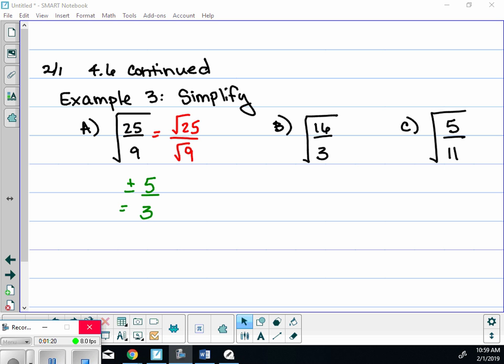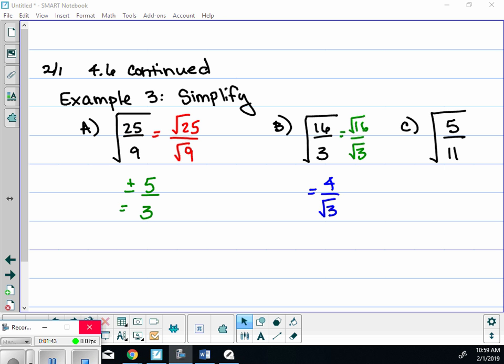If we do that with b, we'd have square root of 16 over the square root of 3. Can we take the square root of 16? Square root of 16 is 4. But we can't take the square root of 3. Okay.